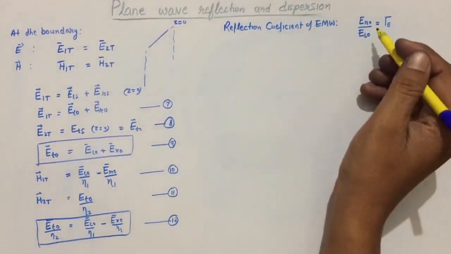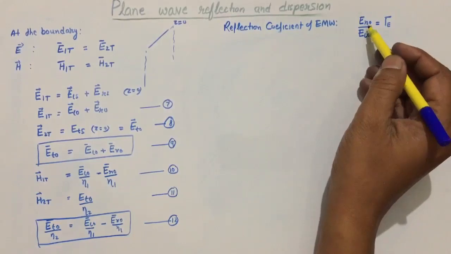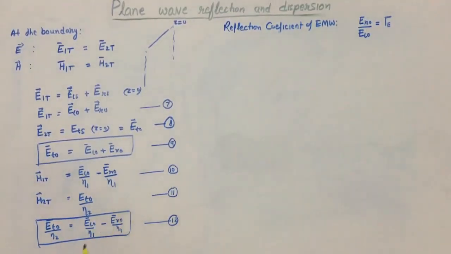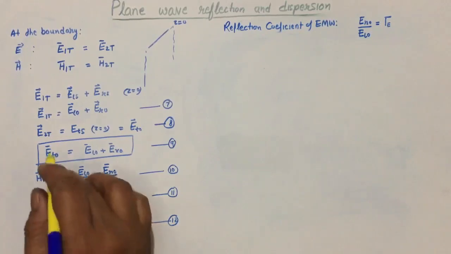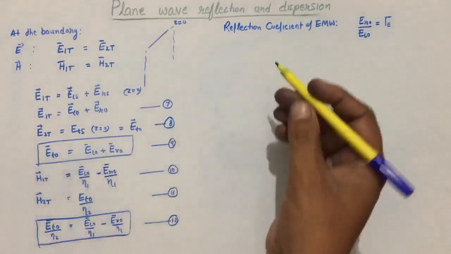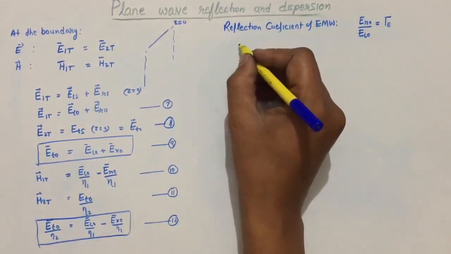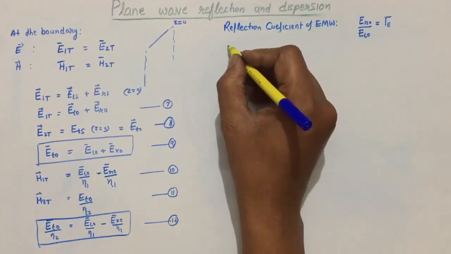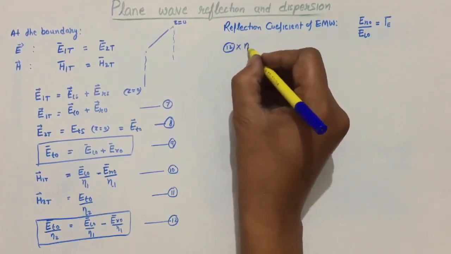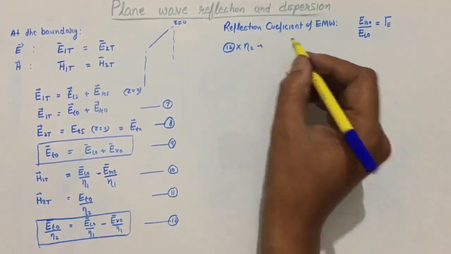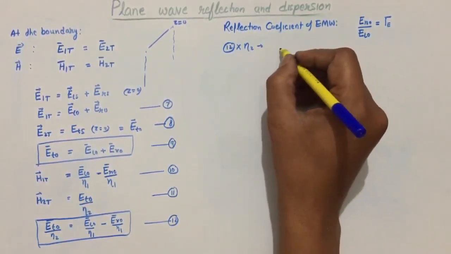And to find the reflection coefficient, that is the ratio between reflected and incident, the transmission component will be eliminated. To eliminate that, let us multiply equation number 12 by eta 2, and if we multiply by eta 2 and then subtract, this term will be removed. So multiply equation number 12 by the impedance of the medium 2.